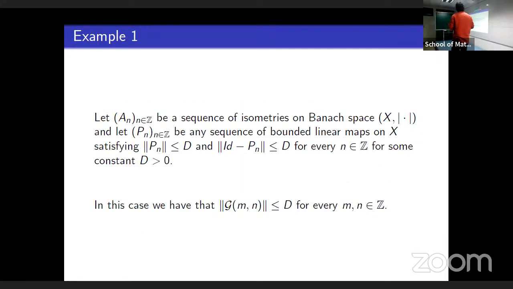So in the next example, we consider the An's as isometries of our space X, and the bounded linear maps Pn are such that Pn are uniformly bounded by a constant G, as well as identity minus Pn uniformly bounded by the constant G. So in these pairings, if we calculate the norm of our operator for any family of Pn having this property. In fact, we can take B1 and B2 here.